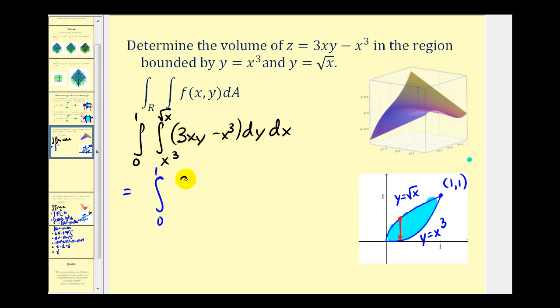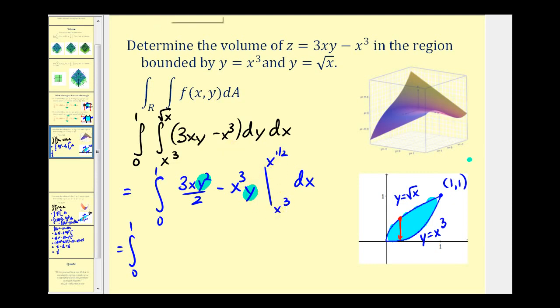So here we'll have 3xy squared all over 2 minus x cubed y. The limits of integration are x cubed, and I'm going to go ahead and write this as x to the 1/2 power. Let's see what we get here. Because we integrate with respect to y, we're replacing y with x to the 1/2 and x to the 3rd. And that's important to remember.